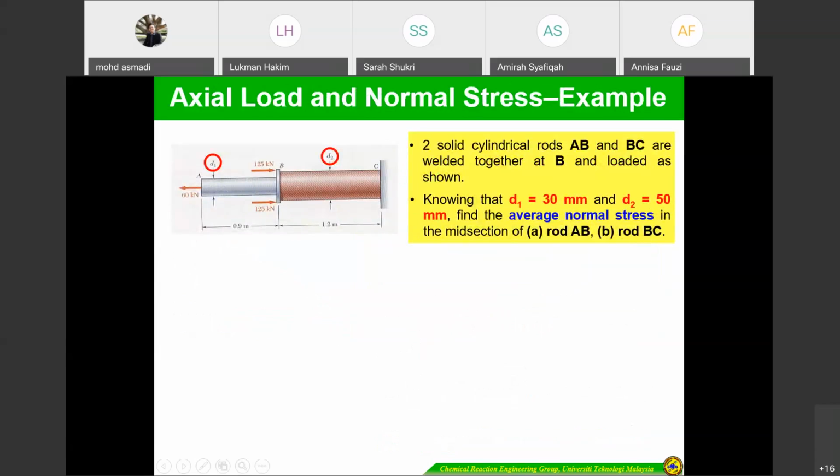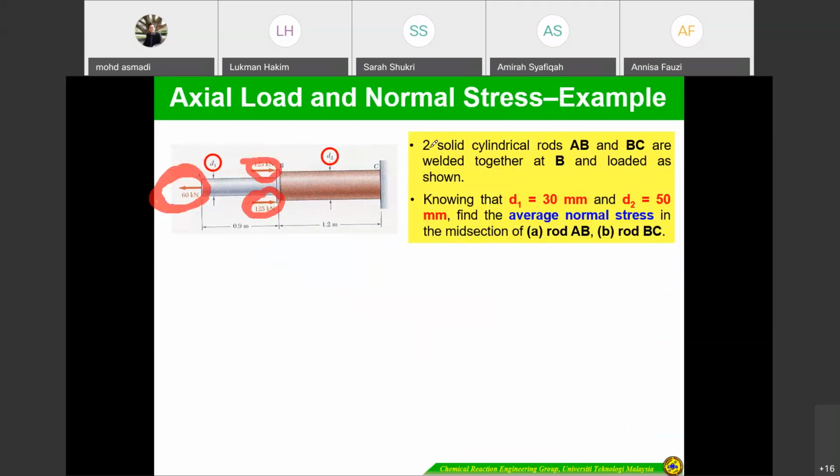Okay, so another one is how we apply the method of section to determine the axial loading as well as the normal stress. This is one of the examples. If you introduce the force, this is 60 kilonewtons. We pull this, maybe we try to pull this rod, and this one you push. This is the example, something like you push, or this one you pull with 60 kilonewtons, and this one is 125 kilonewtons, both sides. So how can we determine from this problem?